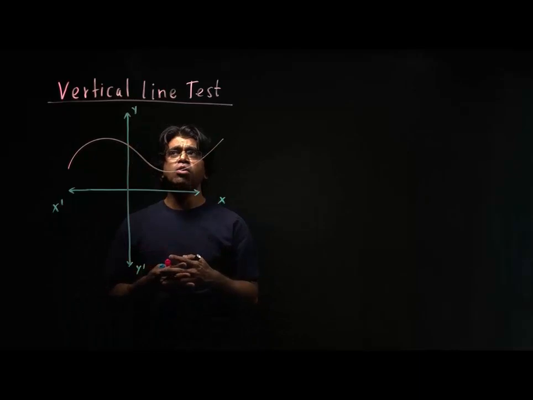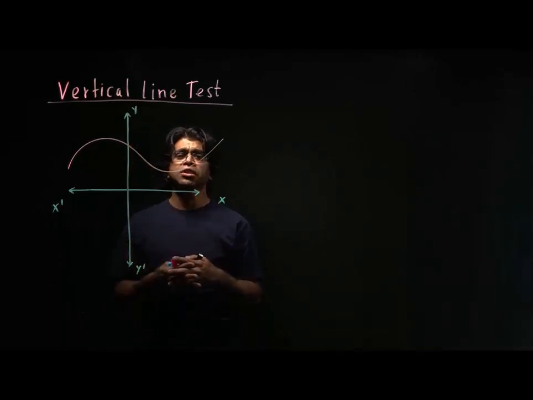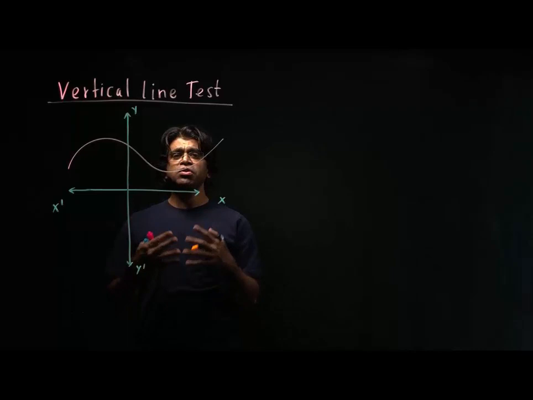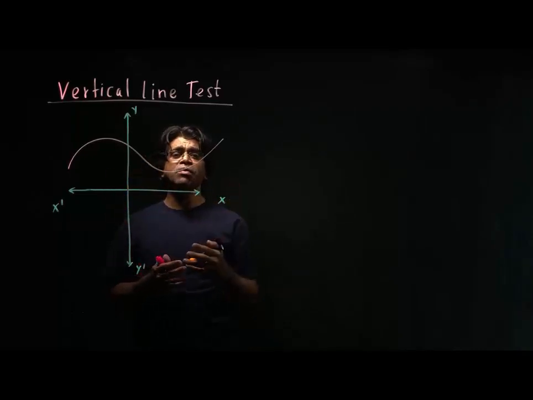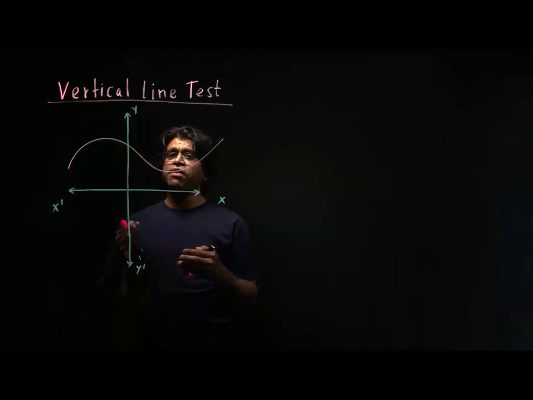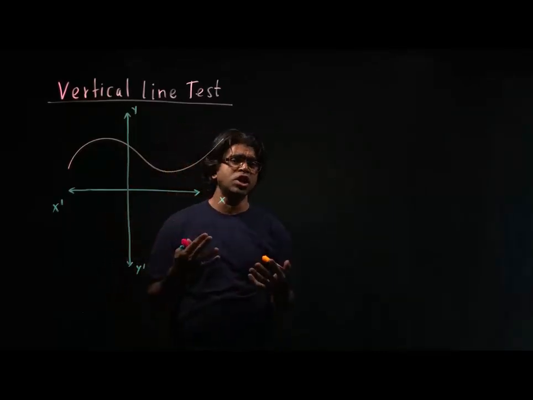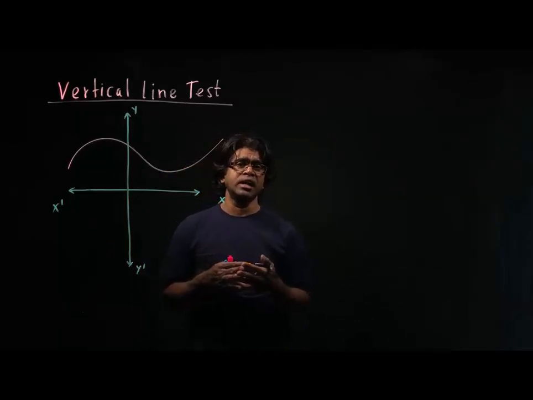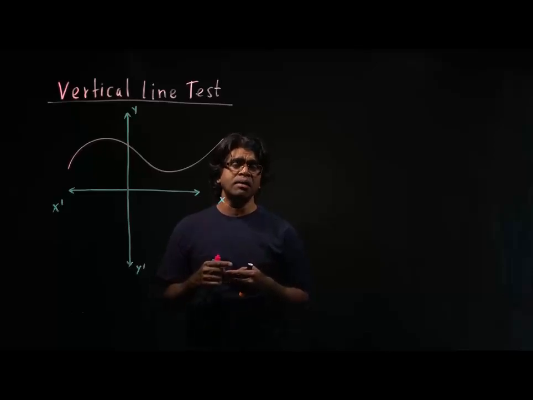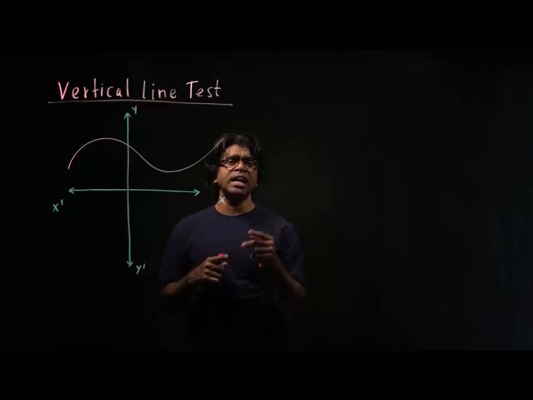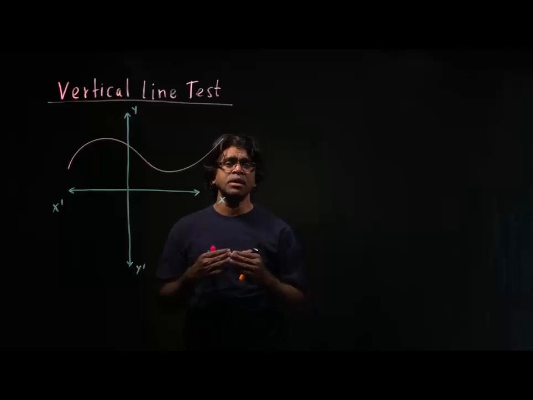Now the question is, how do we use a vertical line test? If you have a graph and graphically we want to find out if the given relation is a function or not, we draw a vertical line. And if the vertical line intersects the given curve more than one time, then it's not a function. But if the vertical line intersects only one time, then it's a function.